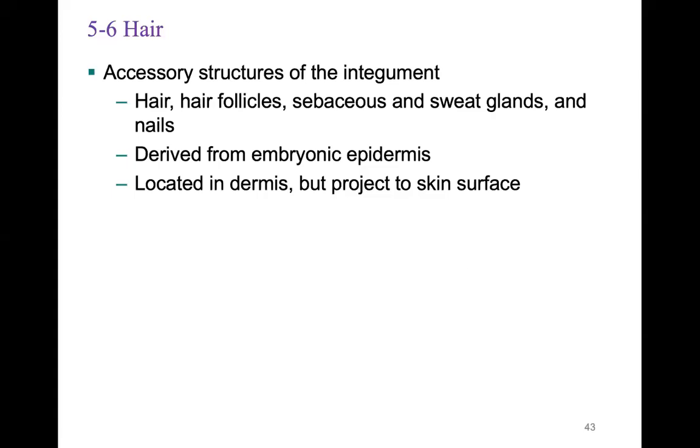Okay, this is part two of the integumentary system. So now we're going to look at the accessory structures. And the first accessory structure we're going to look at is hair. Hair follicles, sebaceous, and sweat glands and nails are all part of this.